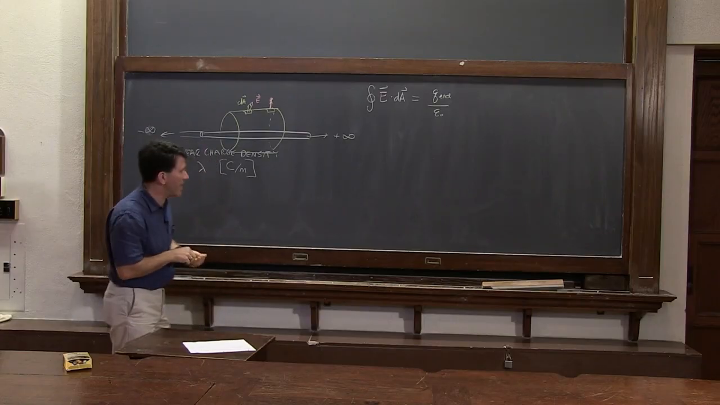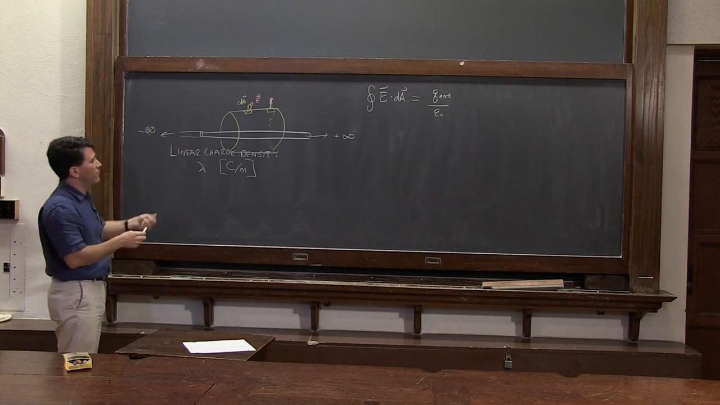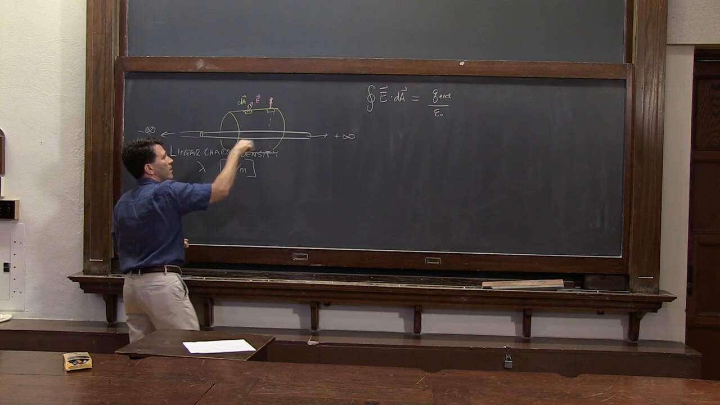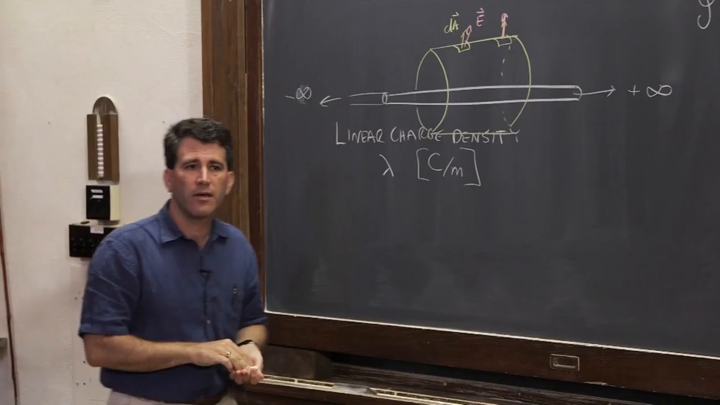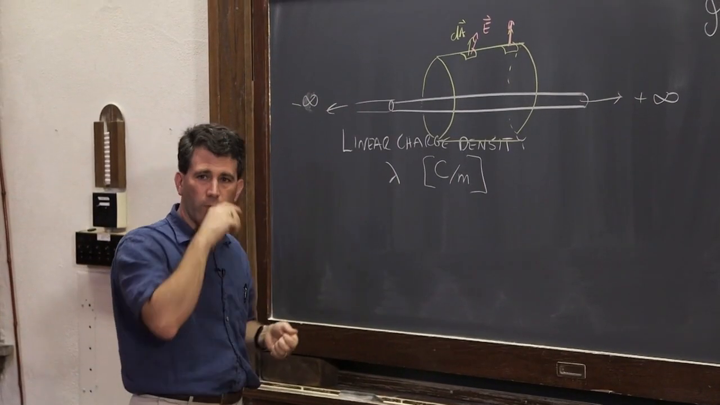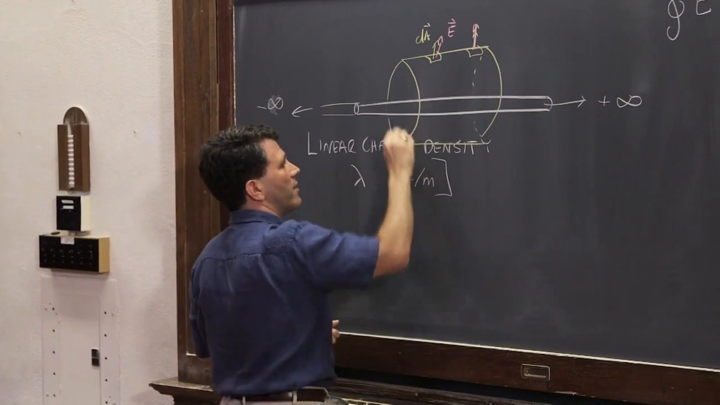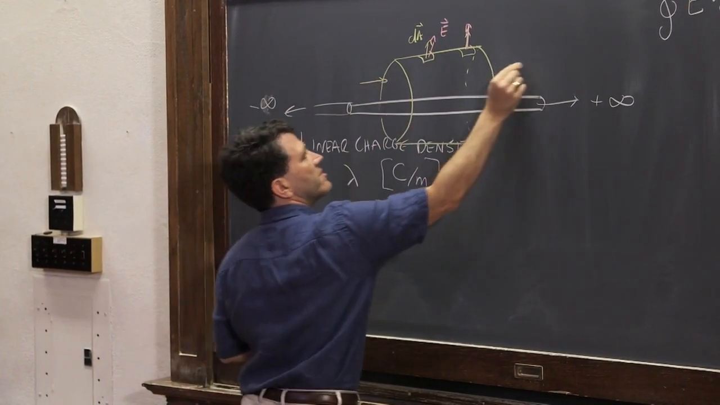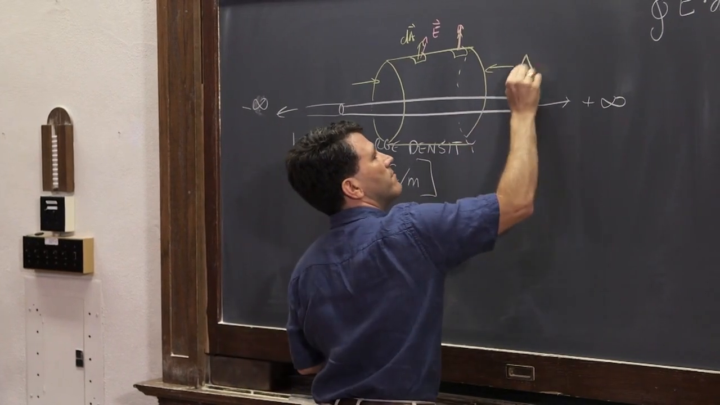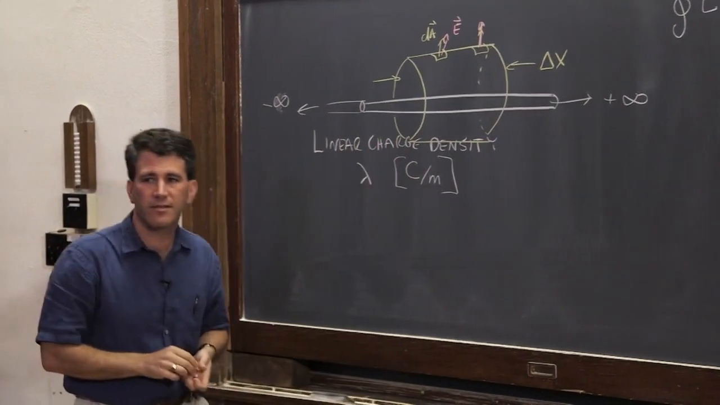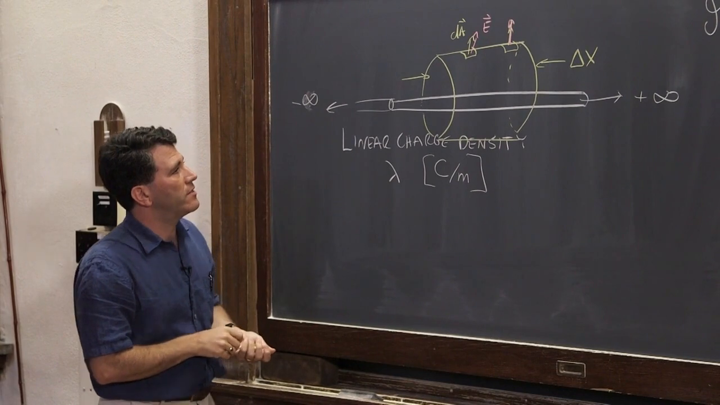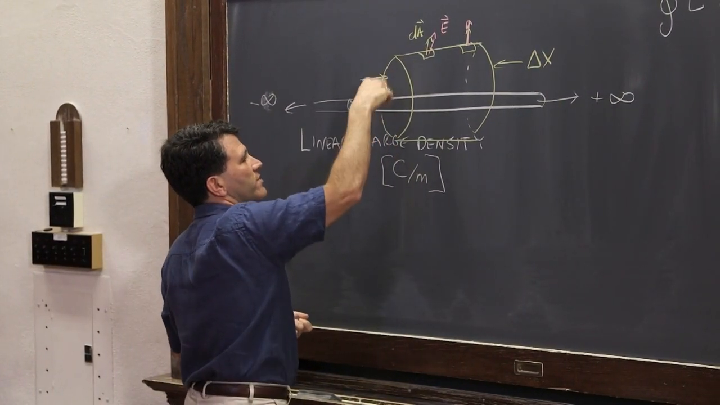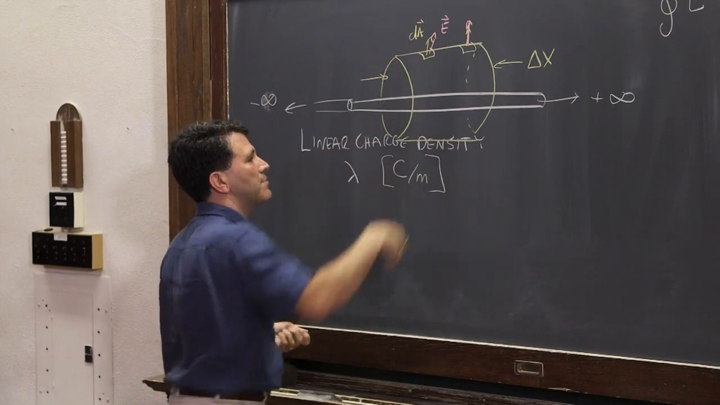So what we're going to do then is try to figure out how to make a closed surface. I haven't said anything about the end caps of my cylinder. We can make our cylinder whatever length we want. If we want to make life simple, we will just say that this length is some delta x.